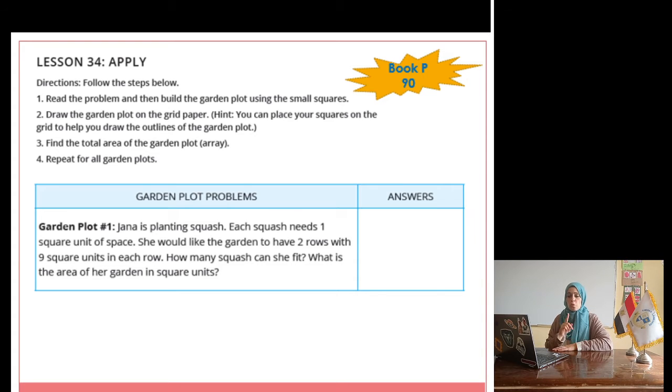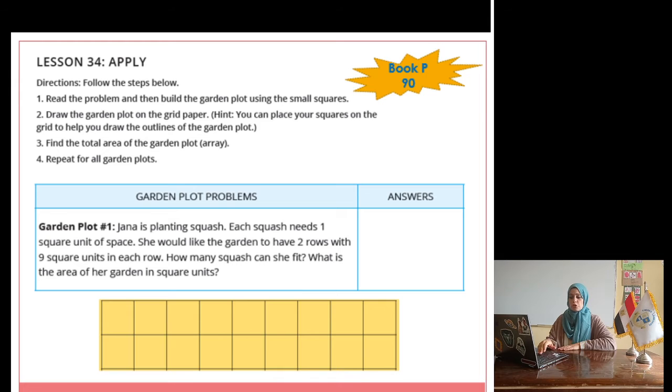Each squash needs 1 square unit of space. She would like the garden to have 2 rows with 9 square units. What is the meaning of this? You have 2 rows times 9. How many squash can she fit? What is the area of her garden in square units? You have only 2 numbers in the problem. 2 rows and 9 square units. So you will draw on your grid 2 rows and 9 columns. 2 times 9 equals 18. 18 is what? 18 square units because you're counting the square units.